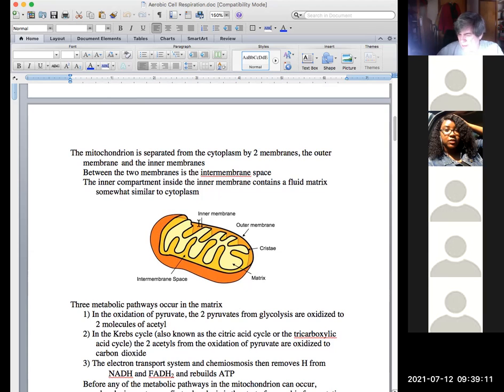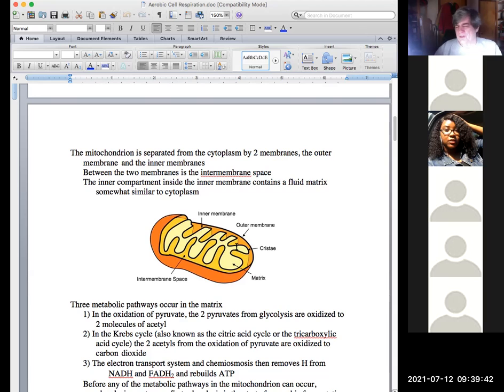Notice that the outer membrane is kind of smooth. It's a nice, neat oval. The inner membrane has these indentations that stick kind of into the middle of the mitochondria. These indentations are called cristae. And then finally, the other area, and it's really where almost everything we talk about is going to be happening, is this light yellowish in here, and this is called the matrix.